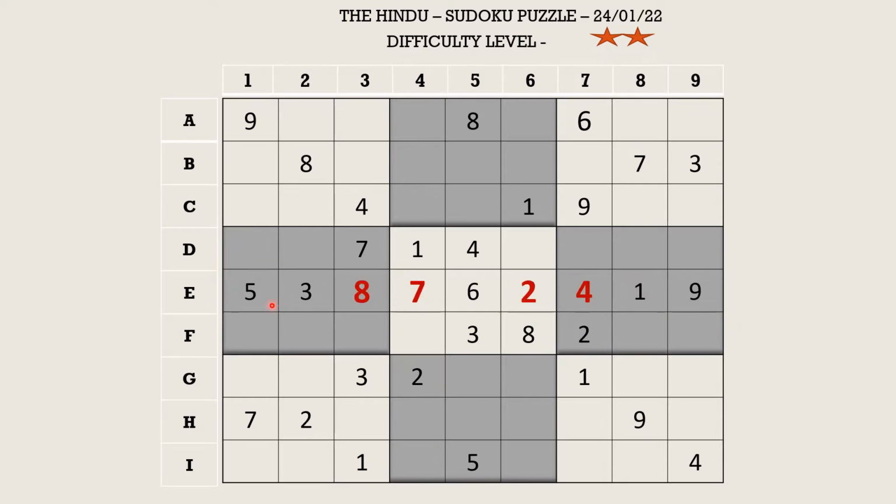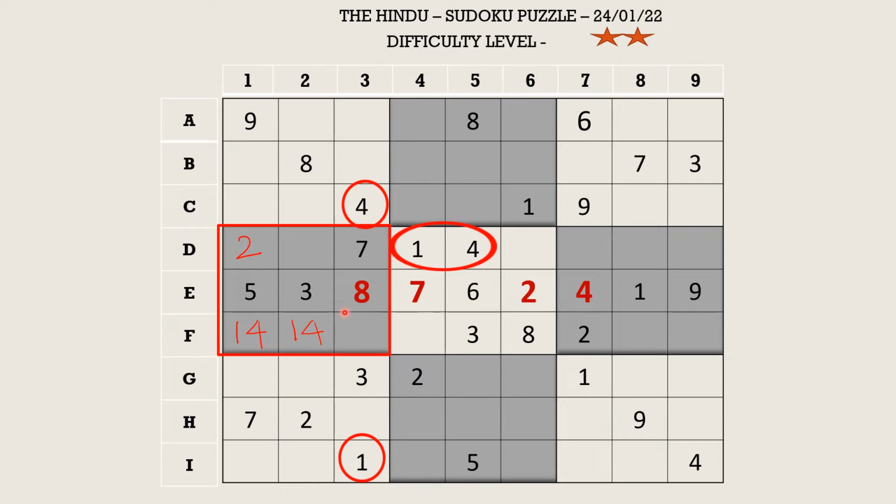Let's try to fill the fourth block. There is a 2 in F row which blocks these 3 cells. There is a 2 in column 2 which blocks this cell. So D1 takes 2. There is a 4 in D row which blocks this cell. There is a 1 and 4 in column 3 which blocks this cell. So that leaves 2 cells empty and they take the 1 4 pair.